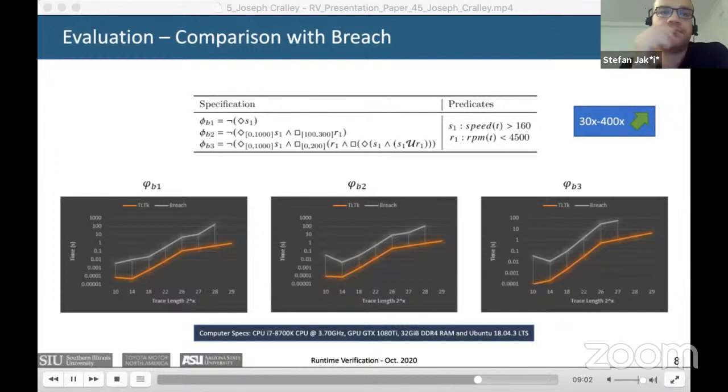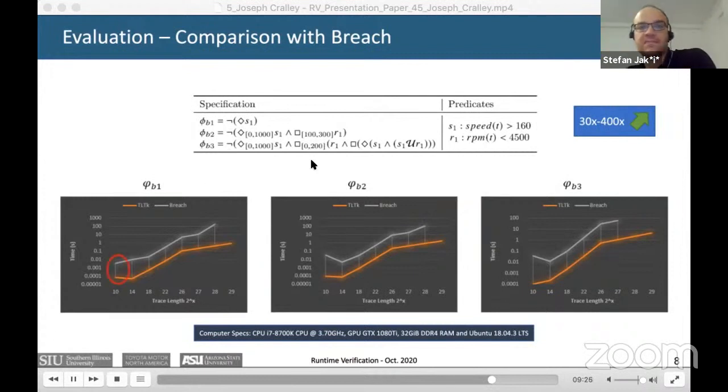We compare TLTK with Breach and dptalero separately so that we may focus on the areas where they have the strongest performance. We use 3 specifications of different length and number of operations to test the computation speed. The results on these graphs show a 30 to 400 times improvement in computation speed.